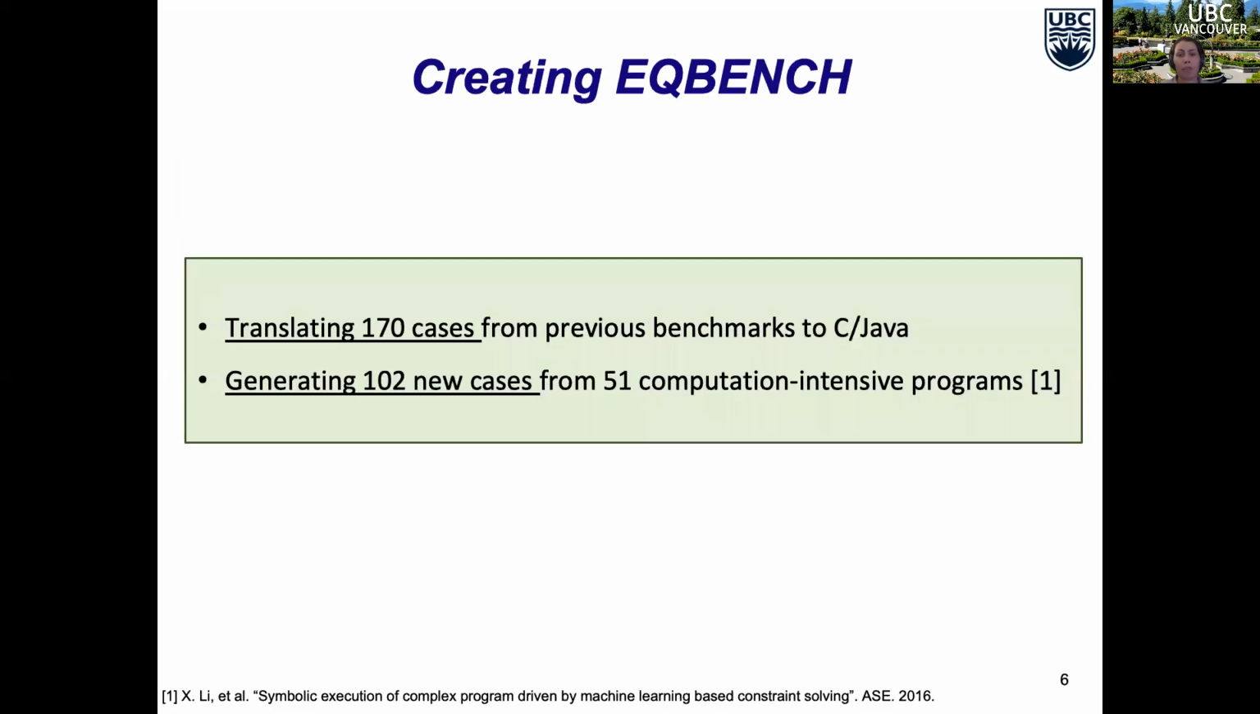To create EQBENCH, we translated existing benchmarks from C to Java and from Java to C, and also contributed 102 newly generated cases. For these, we followed the same methodology as RDIF, starting from computation-intensive programs collected in earlier work. Since these programs were designed to validate symbolic execution techniques rather than equivalence checking, we had to create equivalent and non-equivalent cases for each program.